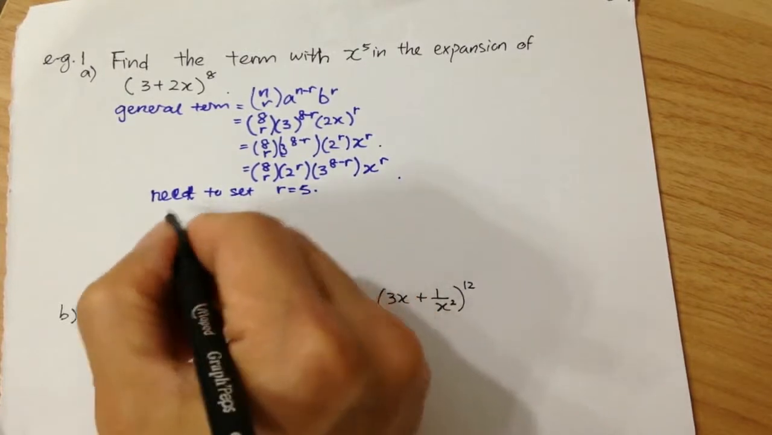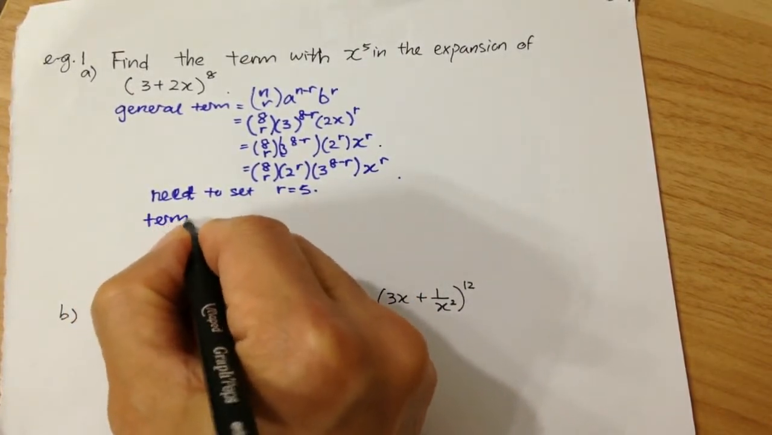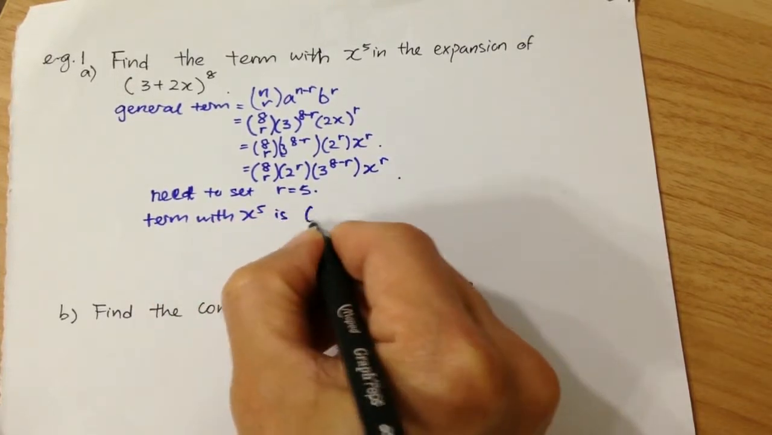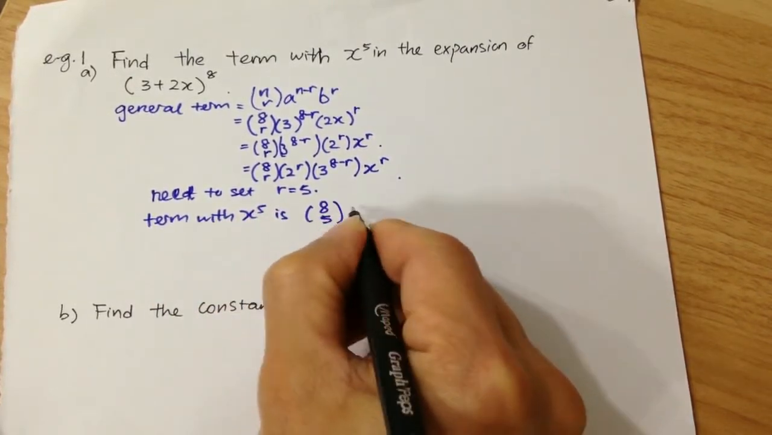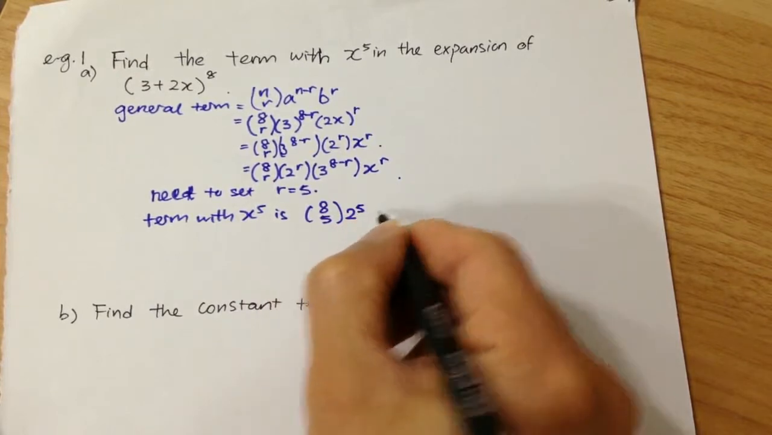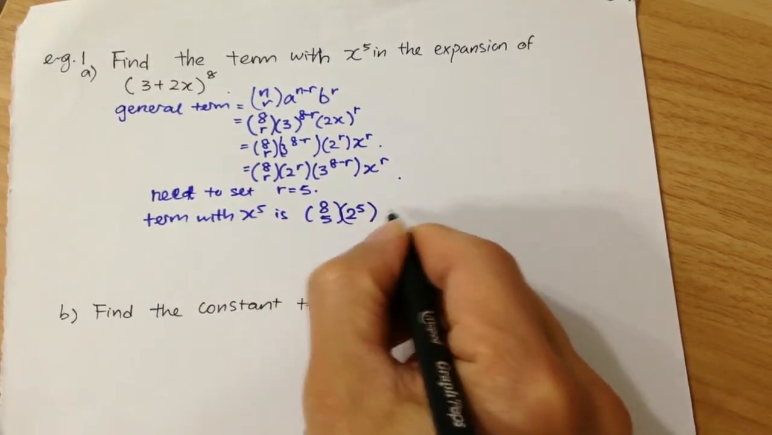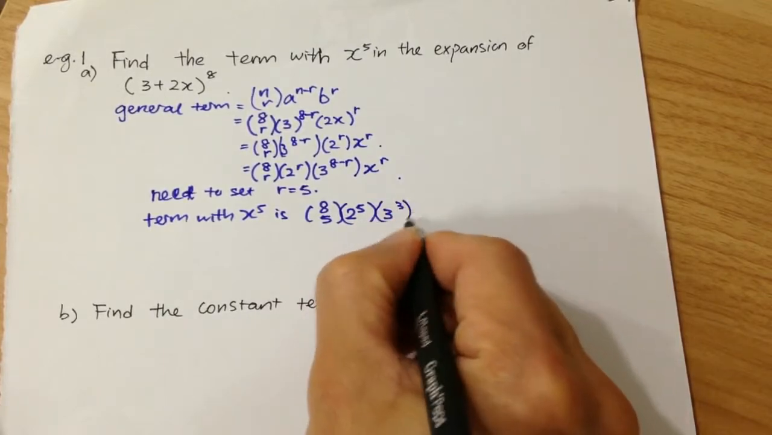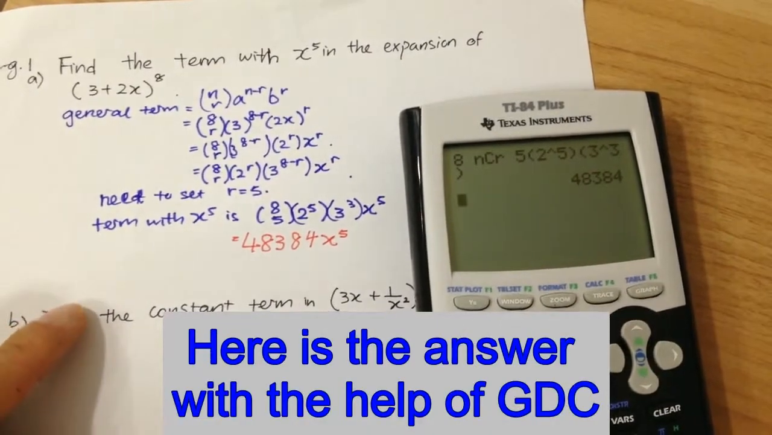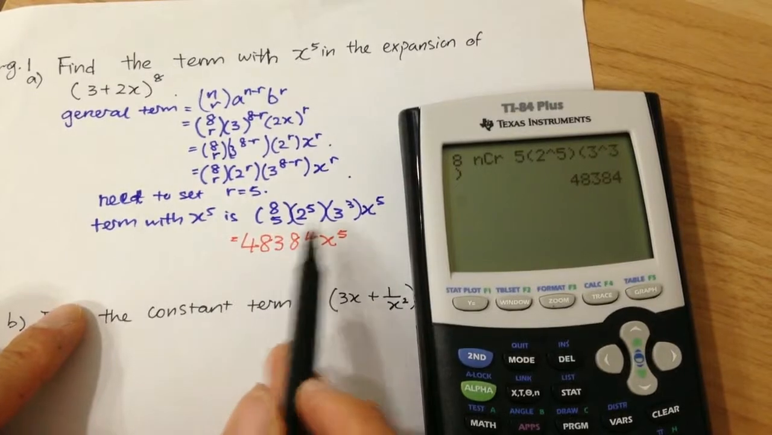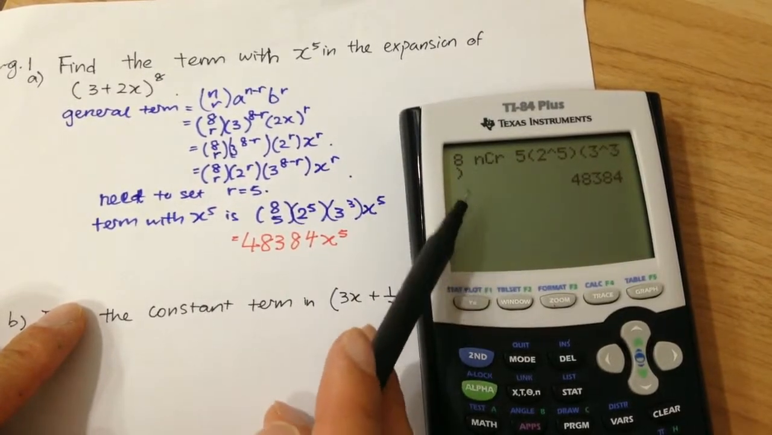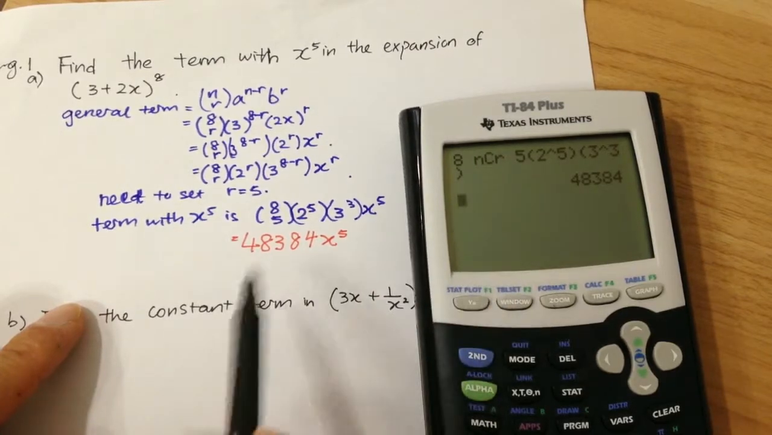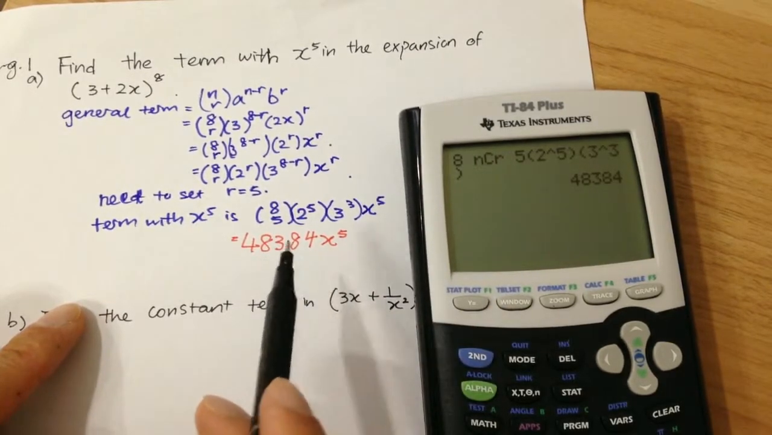Then the term with x to the power of 5 is now 8C5, 2 to the power of 5, times 3 to the power of 8 minus 5, which is 3. So now the term with x to the power of 5 is written as such. And here I've used the calculator to calculate the number, the binomial coefficient. So here is the answer.